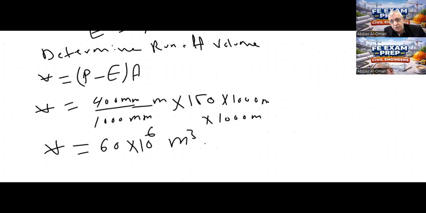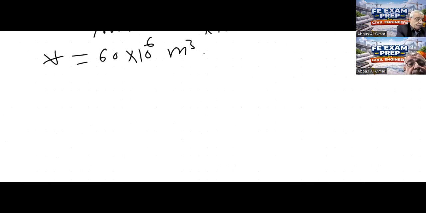Again, this is a very straightforward problem. We simply multiply the precipitation minus the evaporation. So this is the rainfall available to make runoff. And we multiply by the area, and that will give us the total volume of the runoff. Next problem.